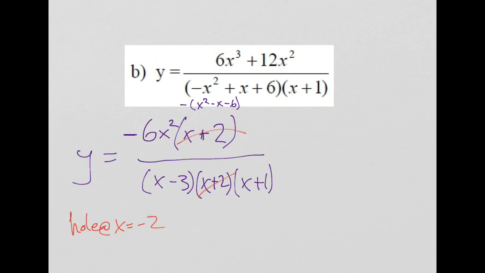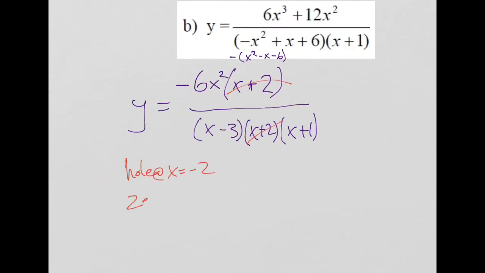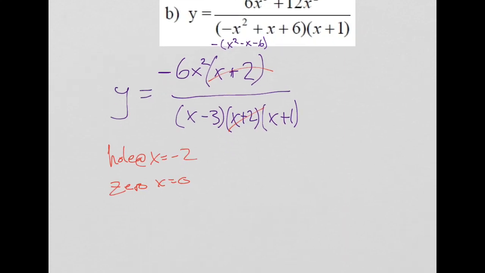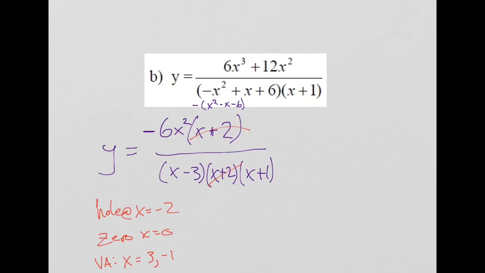I am going to have a 0 at x equals 0 because of the 6x squared up there. That x squared gives me the 0. And then I'm going to have two vertical asymptotes. One of them is going to be at positive 3, and the other one is going to be at negative 1. And now we also want to think about the horizontal asymptote of this function.